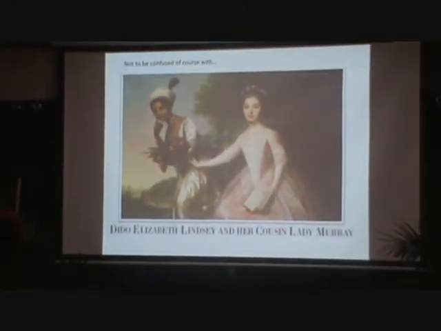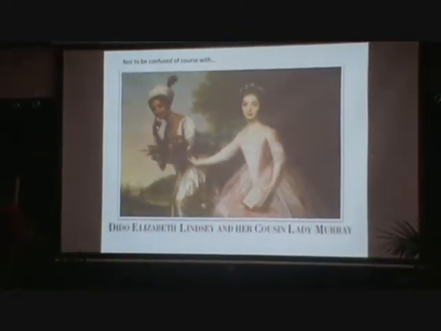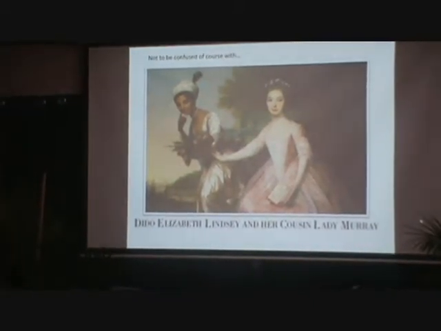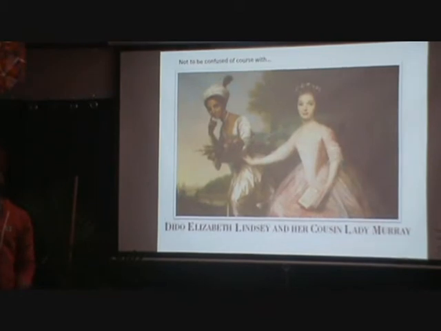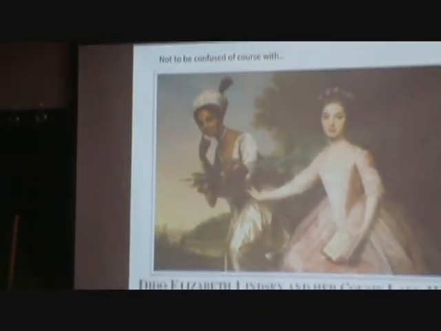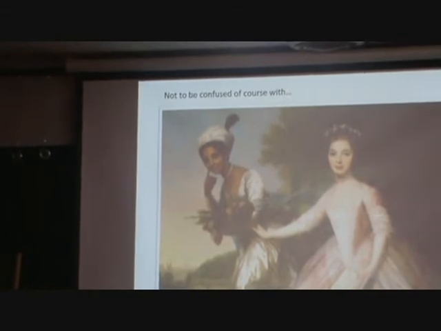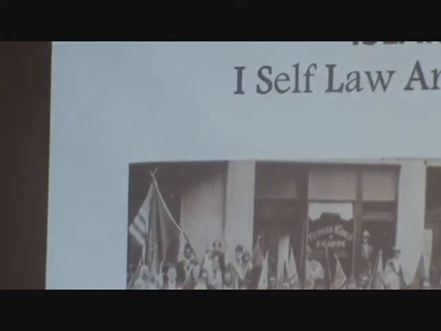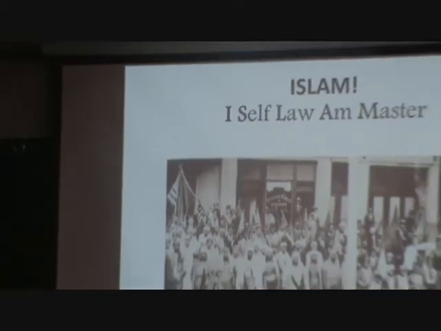This is Dido Elizabeth, the sister here, and her cousin. She was the niece of Lord Mansfield in England, who, if you look him up, was instrumental in the abolitionist movement in England. They called her Dido. So why Dido? Well, if you look up Dido, Dido was a queen of Tyre. So where's Tyre?